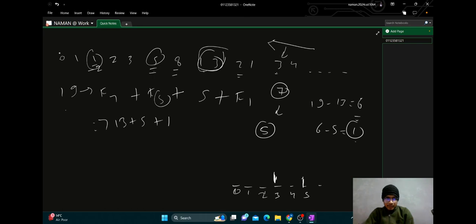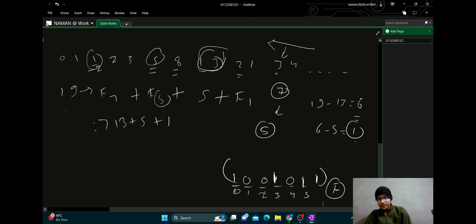So it is the second index. So in the zeroth index we will append 1, and in the second index as well. 1 0 0 0 1, and at the end we have to append 1 to mark its end. So it is the binary code for the 19th number using the Fibonacci coding.